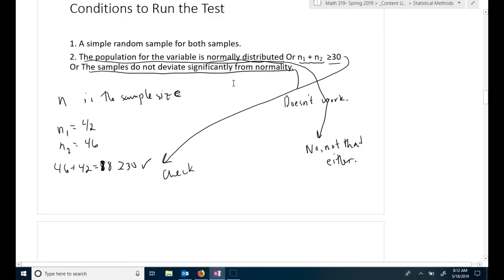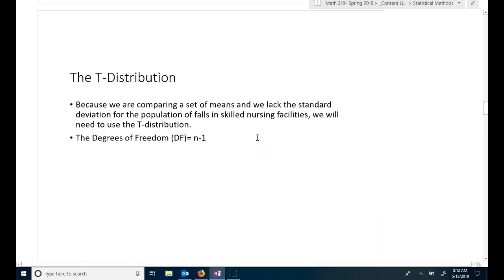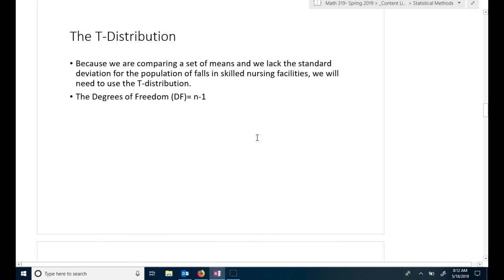Now, a couple other things here. You do not need all of them. You only need one of them. But you also need a simple random sample. So there you are. All right, now let's talk about the t-distribution. The t-distribution is used very specifically for these kinds of tests. They're tests for means, okay?